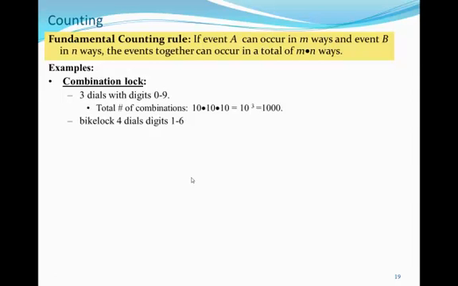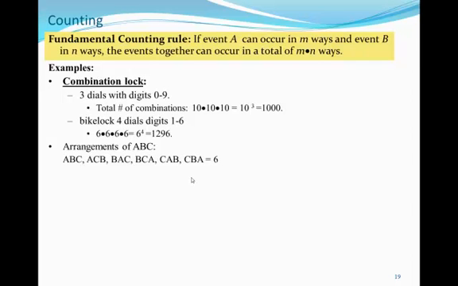And a bike lock with 4 dials, each with digits from 1 to 6. So between 1 and 6 there are 6 digits. For 4 dials, we apply the fundamental counting rule: 6 times 6 times 6 times 6. It's 6 raised to the 4th power, which is 1296. Also, this is an interesting example. Arrangement of ABC, right? You can arrange these 3 letters in 6 different ways: ABC, ACB, BAC, BCA, CAB, and CBA, which is 6 total.